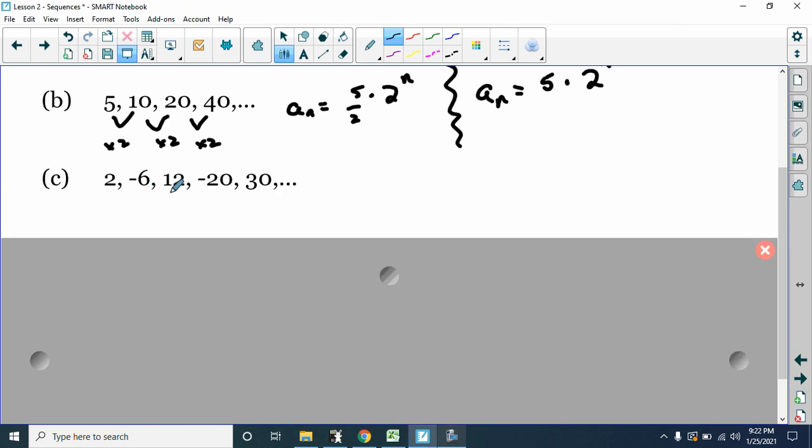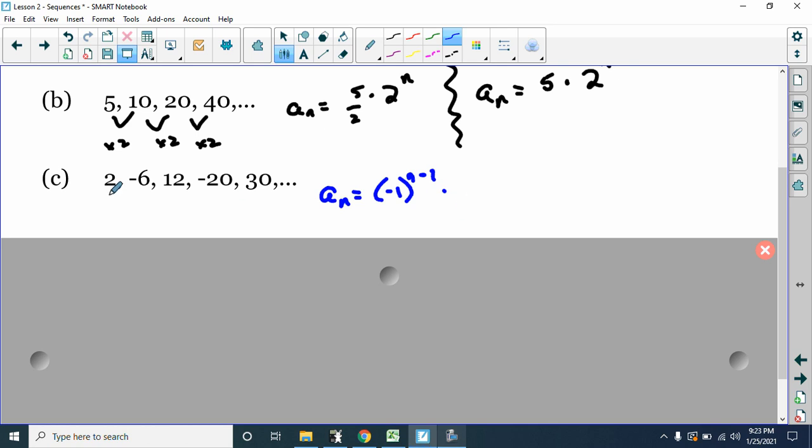2, -6, 12, -20, 30. First thing I would notice is it alternates back and forth between positive and negative. So we're going to need to take care of that. Let's do that first. A sub n equals (-1)^(n-1). I want my second term to be negative. So if I plug in 1, I want to get a positive value. Plug in 2 gives me a negative value.